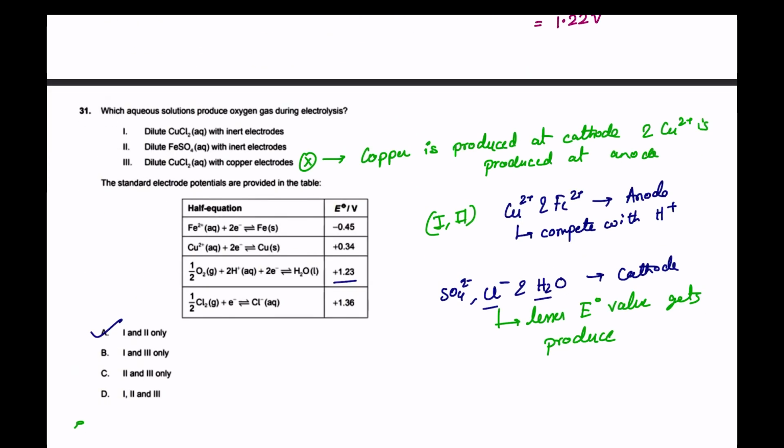Which aqueous solutions produce oxygen gas during electrolysis? We will have dilute CuCl2 with inert electrodes. We will have dilute FeSO4 with inert electrodes. We will have dilute CuCl2 with copper electrodes.